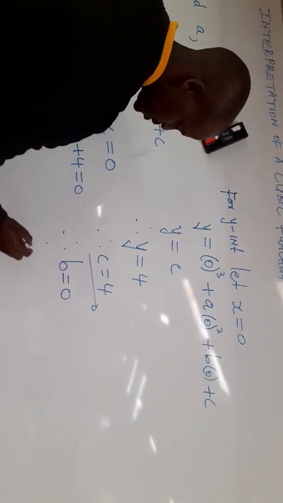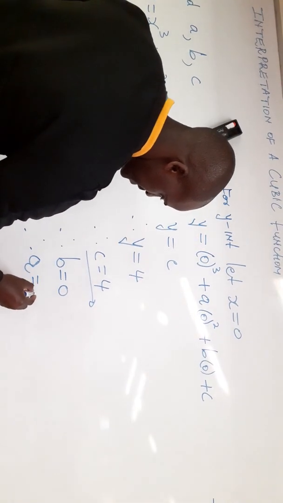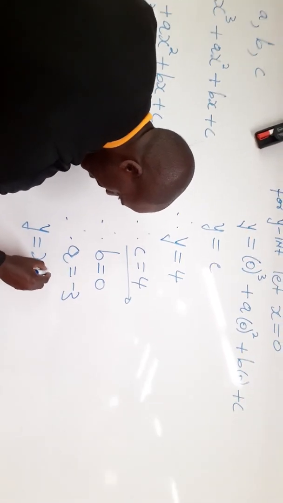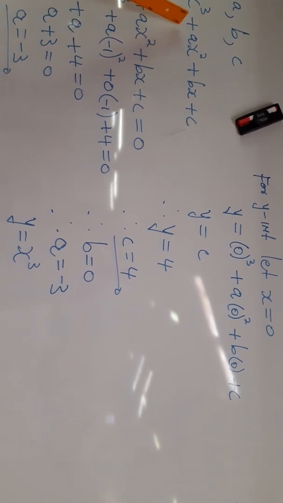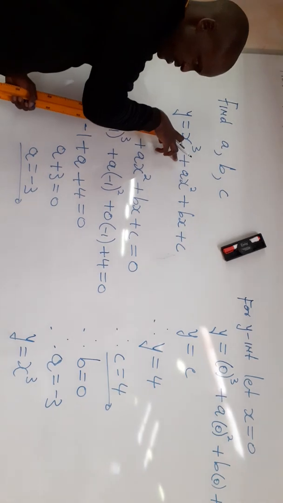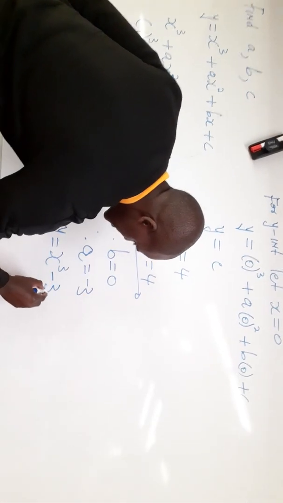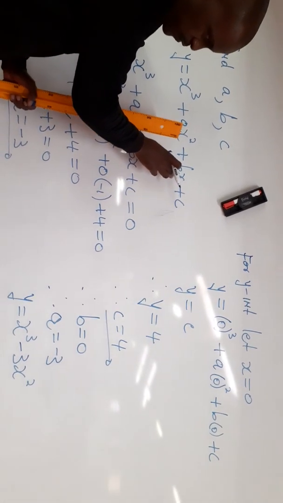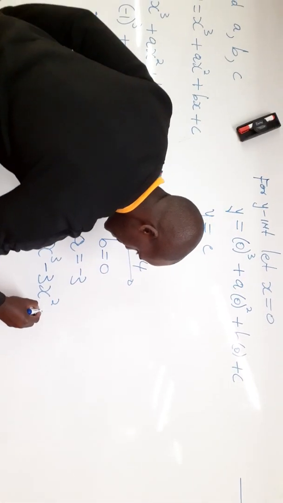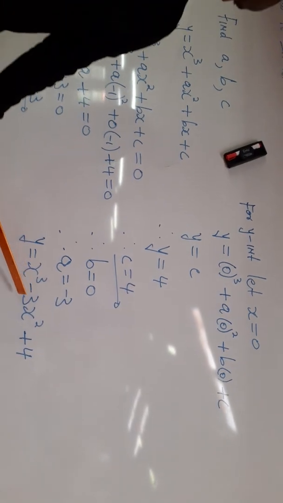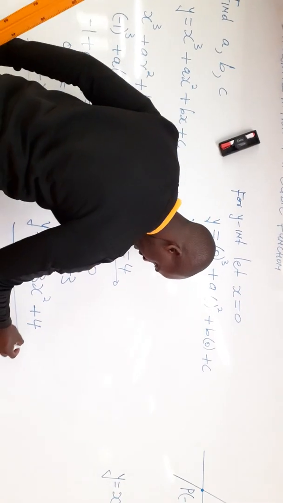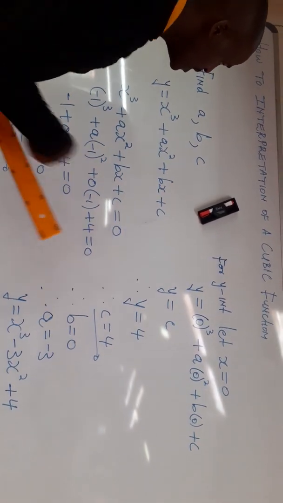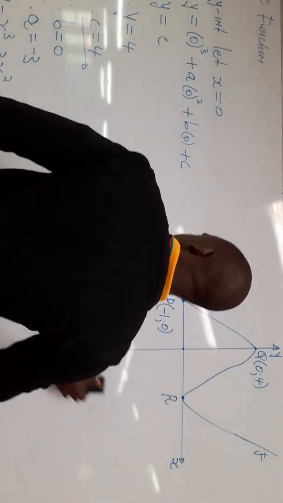We've got the value of b, which is 0, and now the value of a, which is negative 3. Then let's write our equation. y equals x cubed, the value of a is negative 3, so this would be minus 3x squared. The value of b is 0, so b times x is 0, therefore we don't have that. We are going to have c, that is plus 4. x cubed minus 3x squared plus 4. That's our equation for the graph. The value of a is negative 3, b is 0, and c is 4. Those are our values. And then let's move to the next question.